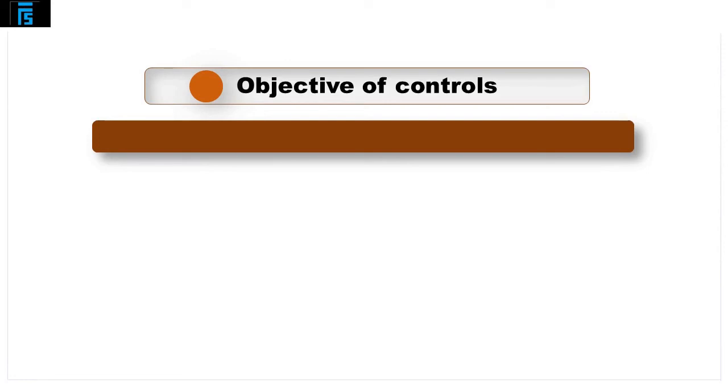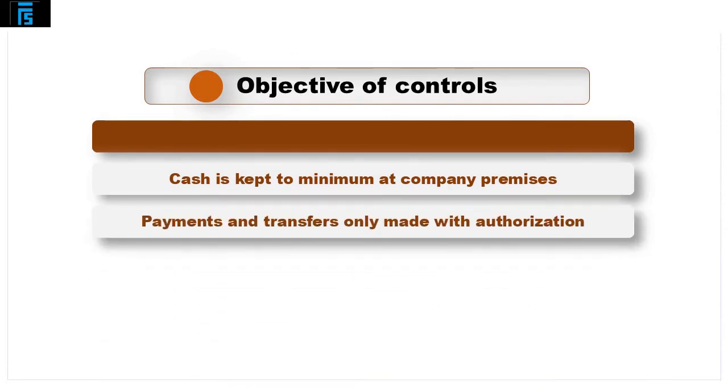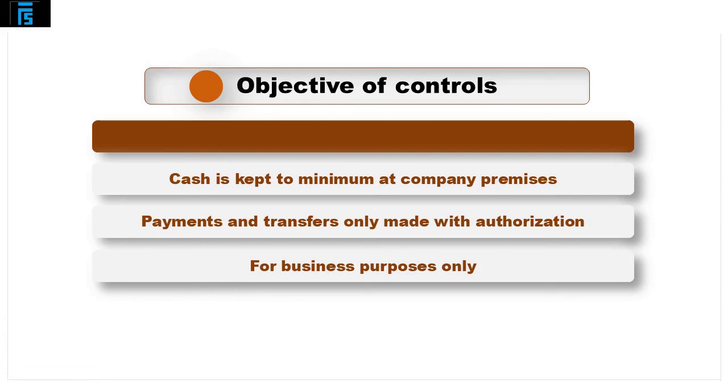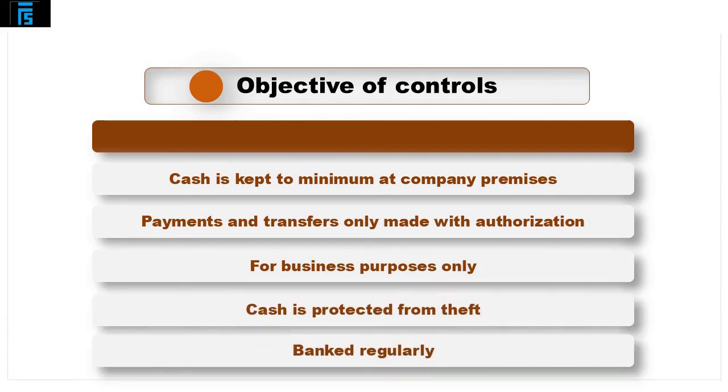The objectives for controls over cash are: to ensure cash is kept to a minimum at the company premises. Payments and transfers can only be made with authorisation from a senior official. They are for business purposes only. Cash is protected from theft and banked regularly.